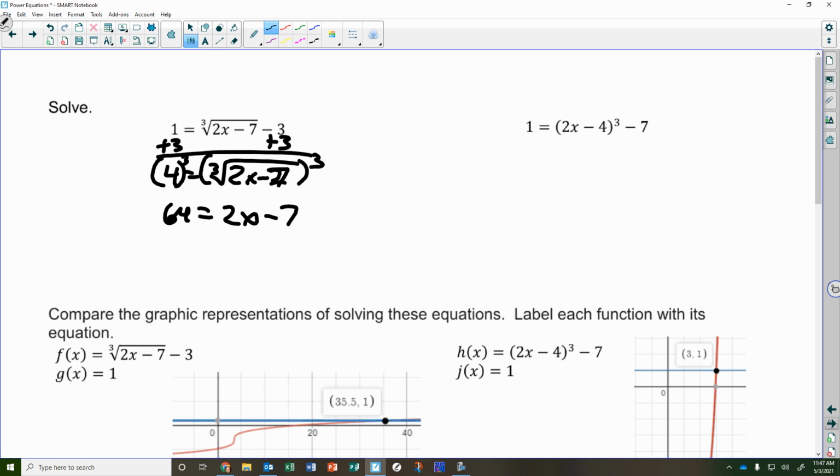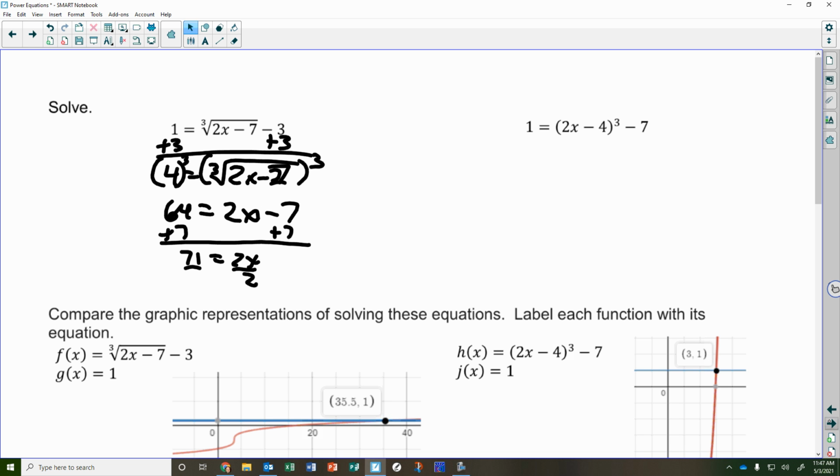And now, if I add 7 to both sides, I get 2x equals 71, and dividing by 2, I get x equals 35.5 as a solution. And if I go over here to the other one, now I have a cubed. Again, I want to add 7 to both sides.